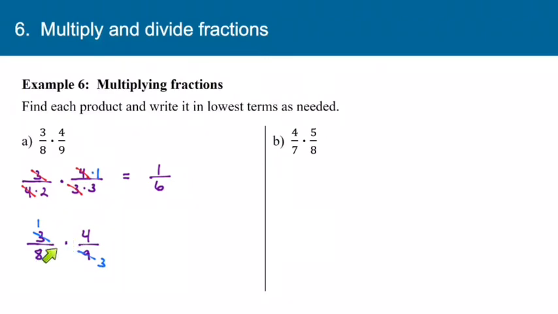And do the same thing here. Both of these numbers are 4 times something. So I could say 4 divided by 4 leaves 1, and 8 divided by 4 leaves 2. And now I can just multiply top times top. 1 times 1 is 1. And in the denominator, 2 times 3 is 6.